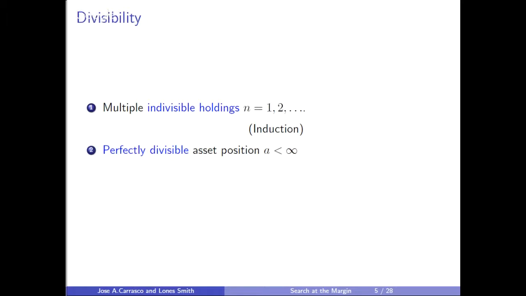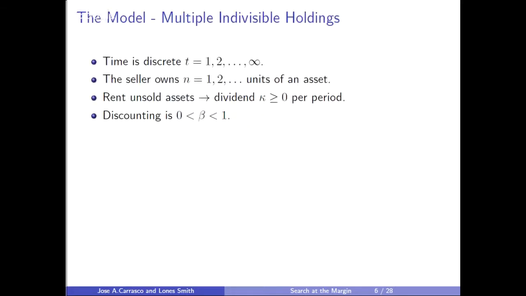Another thing I should say is that the reason we divide this into two sections is that in order to prove things in the first case, we use induction, whereas in the second case, we use recursion and contraction methods. So the method of proof is different, and that is, I guess, a sufficient condition for us to split this into two sections. So this is the model.